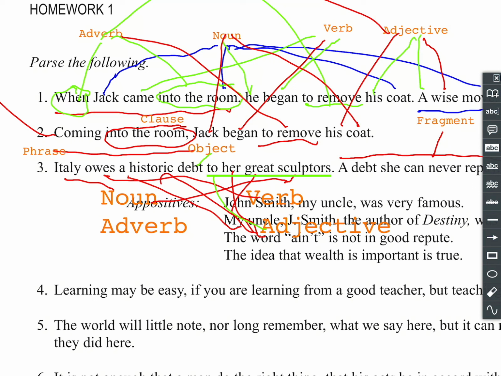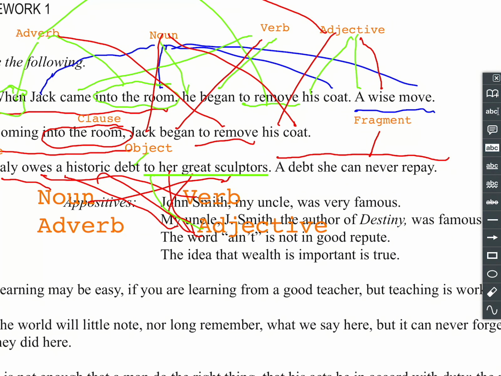So is "Italy owing to John" or "debt to John"? I feel like it makes more sense that it's telling us the type of debt, so I'm going to call it an adjective, which I already marked. So I'm going to leave it at that. I'm not super confident, though.